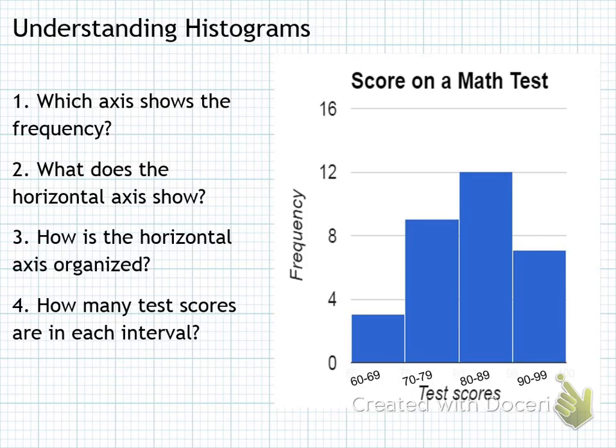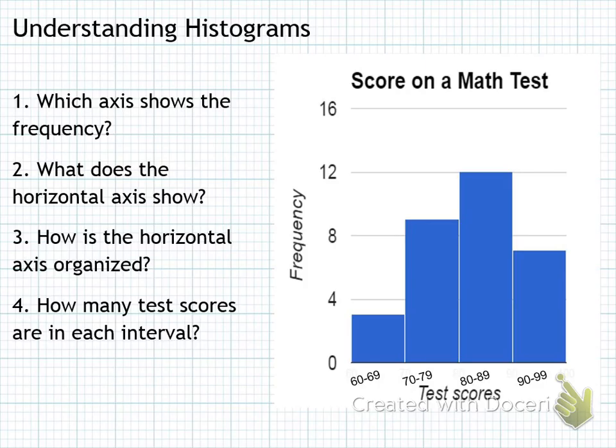We don't exactly have like X and Y coordinates because it's not exactly a graph, but it is like the Y or the vertical axis showing the frequency here, right? And what does the horizontal axis show here? The test scores, right? That's the number. It's showing intervals of test scores. How is it organized, the horizontal axis?